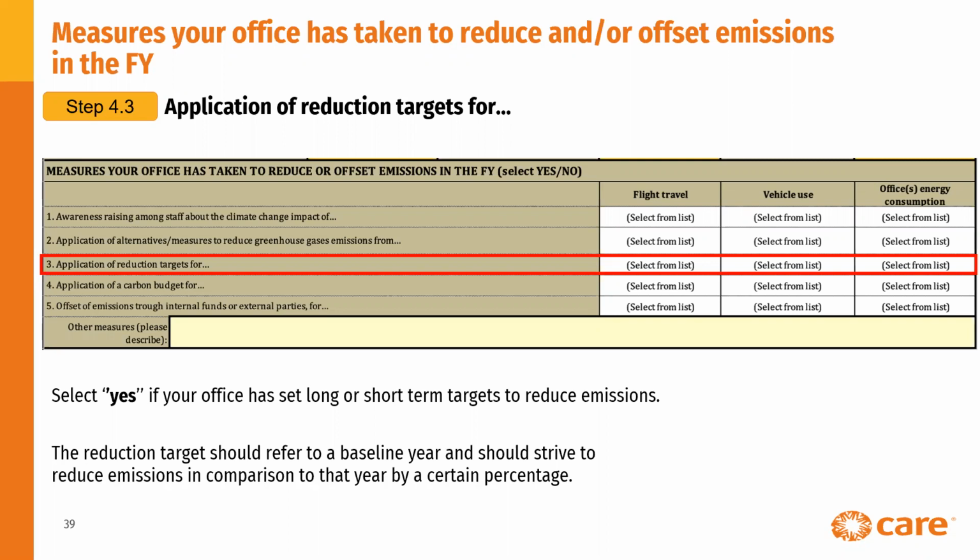Also, these reductions should be overall, or absolute reductions, meaning that the absolute amount in tons of CO2 equivalent should be reduced, independent of increases in staff or in operations.